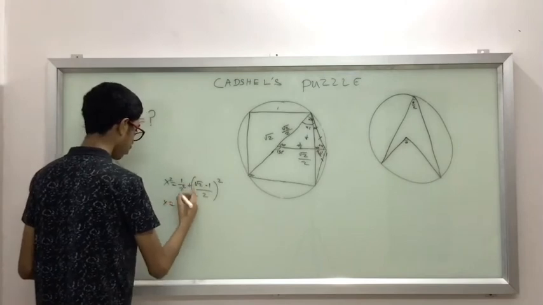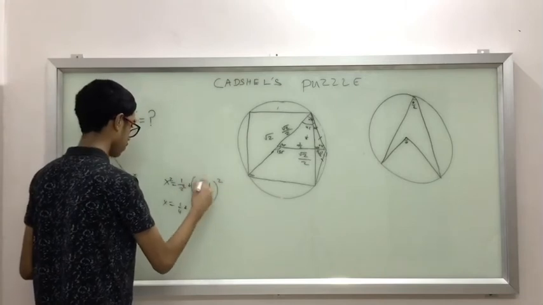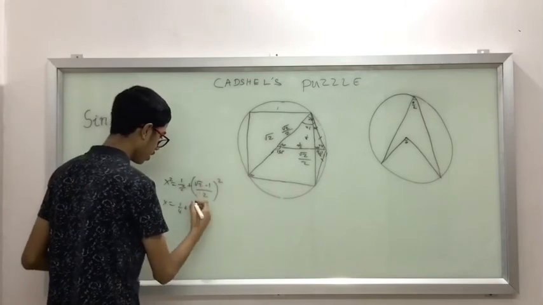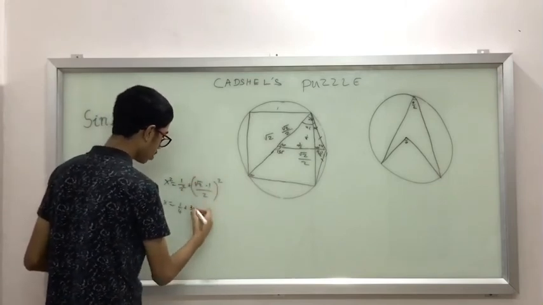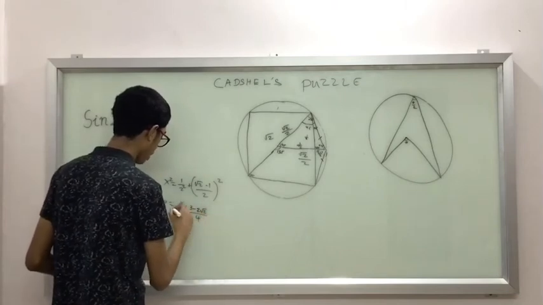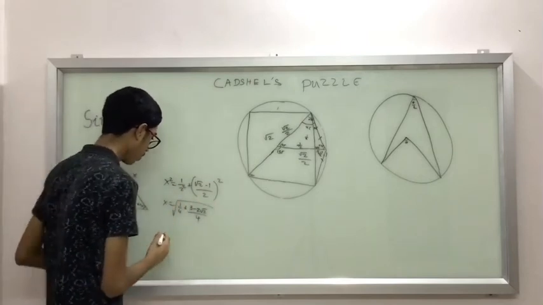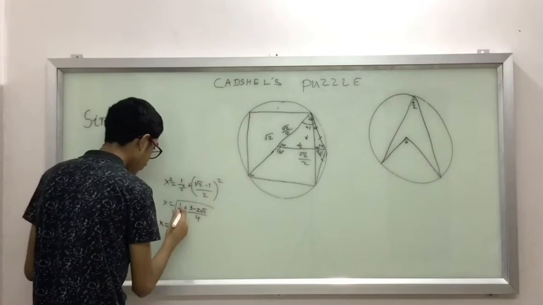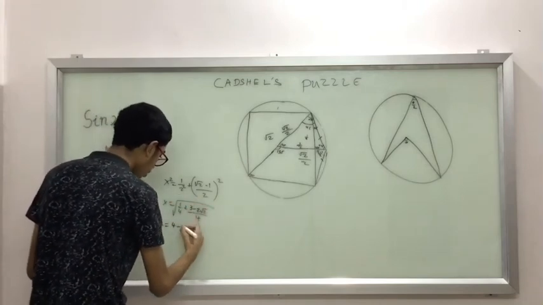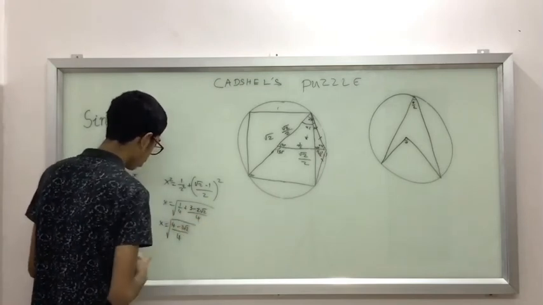x square is equal to 1 by 4 plus, we will do this in our mind, 2 plus 1 is 3, 3 minus 2 root 2, by 4. And we will put a whole square root because the square comes here and it will become a square root. Now x is equal to, 1 plus 3 is 4, 4 minus 2 root 2 by 4, with a big square root.